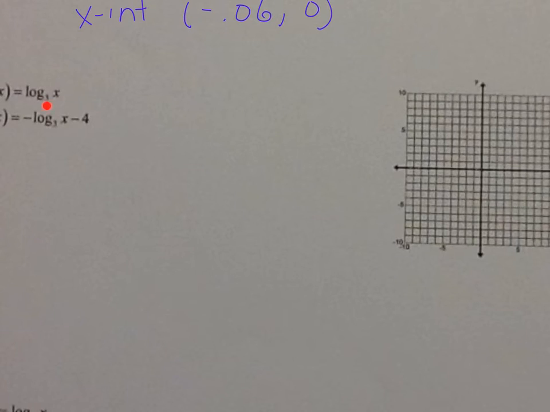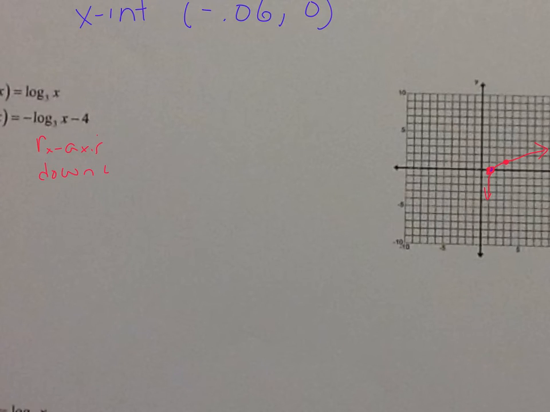All right, so I have y equals log base 3 of x. So just a quick sketch of that. So it goes through 1, 0 and 3, 1. All right, so now I have g of x is equal to negative log base 3 of x minus 4. So it's a reflection over the x-axis because my y value is changing. Reflect over the x-axis. And then it's down 4.